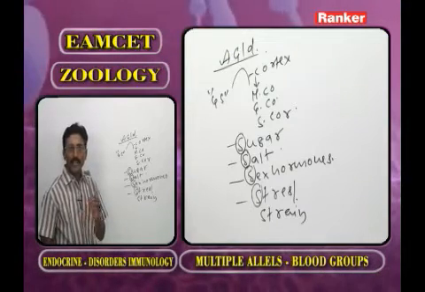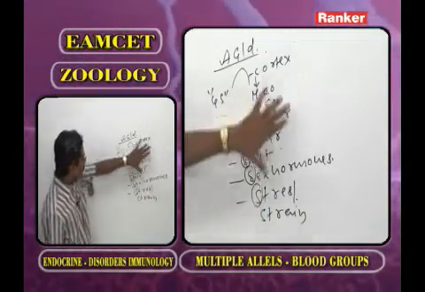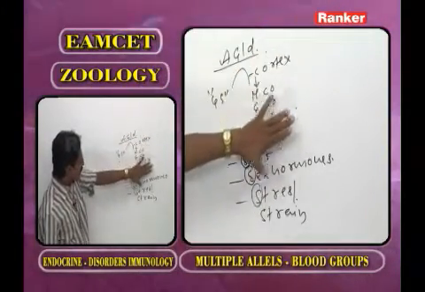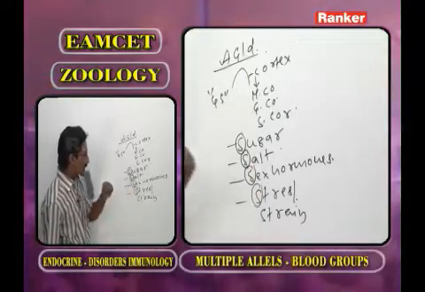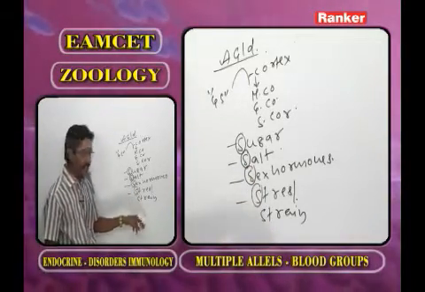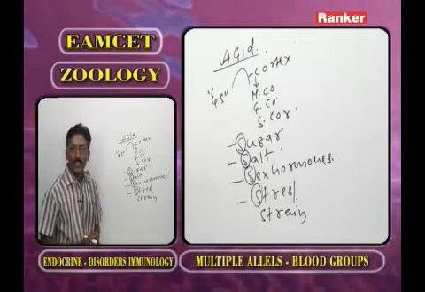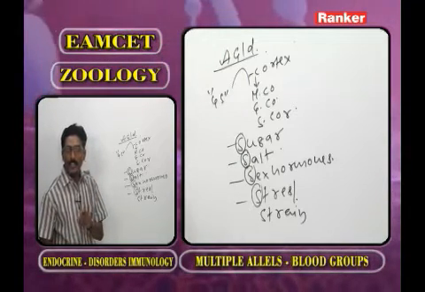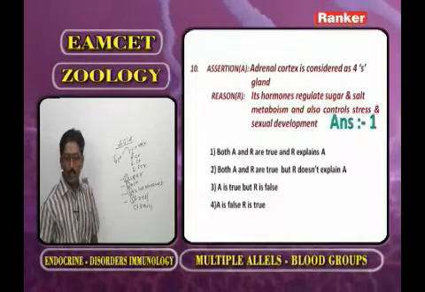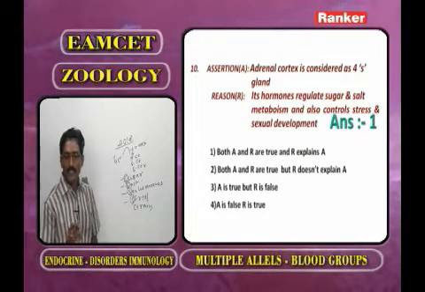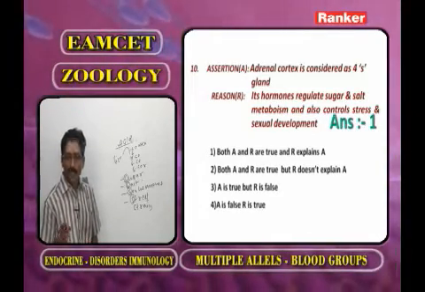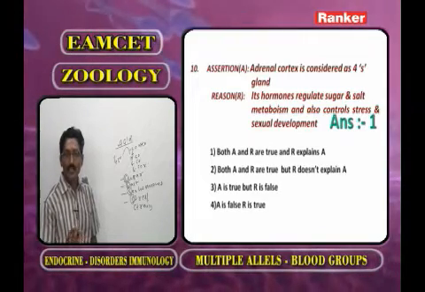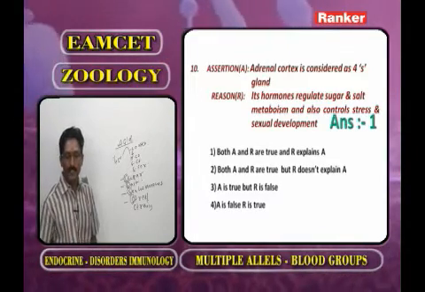One is estrogen and the second one we call testosterone. So, the hormones secreted by the cortex maintain the sugar level, the salt level, the sex hormones level, and the stress and strain levels. So, automatically we call the adrenal cortex the 4S gland. Again, you observe the assertion. Adrenal cortex is considered as 4S gland because its hormones regulate sugar levels, salt metabolism, and also control the stress and the sexual development. So both are correct, and the reason explains the assertion. Next question.